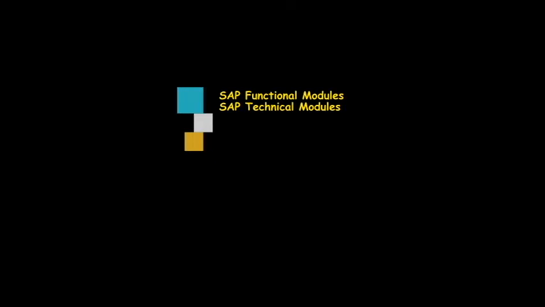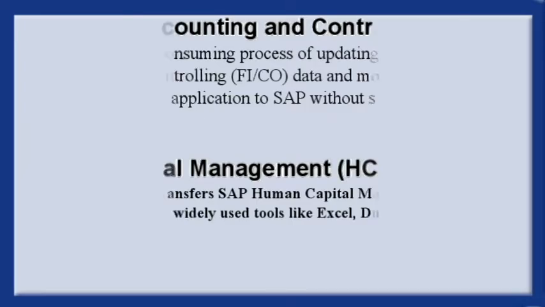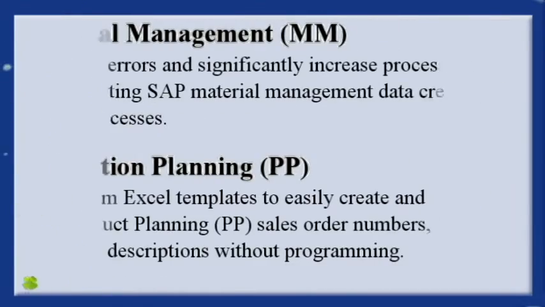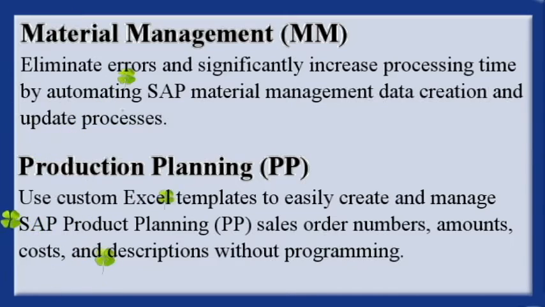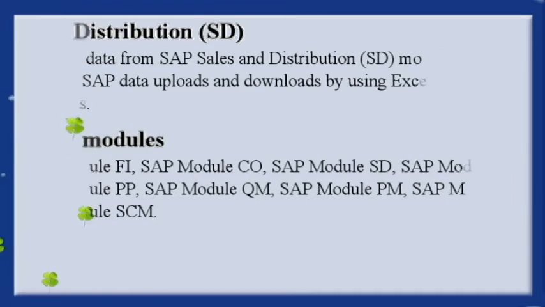Basically, SAP has two types of modules: functional modules and technical modules. If we talk about the functional modules, these are finance, financial supply chain, controlling, material management, sales and distribution, logistics execution, production planning, quality management, plant maintenance, human resources, project system, and many other modules. These are the functional modules.